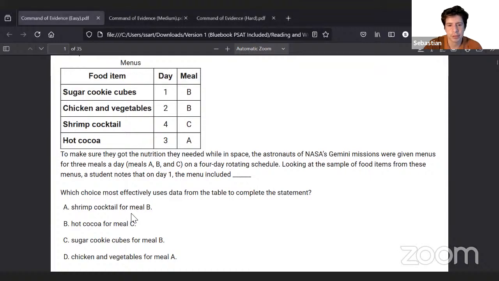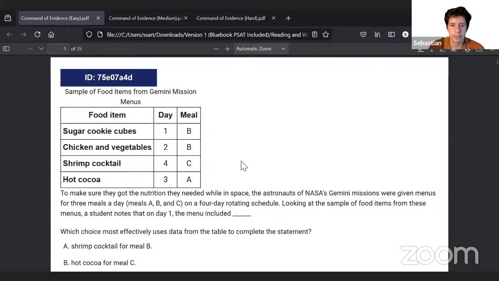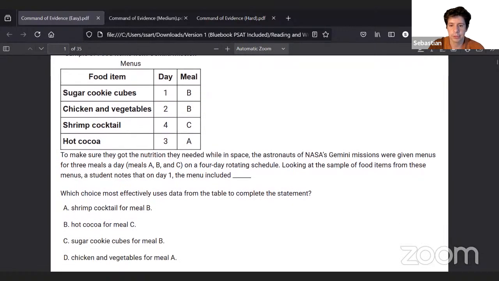Okay. Shrimp cocktail for meal B, hot cocoa for meal C, sugar cookie cubes for meal B, and chicken and vegetables for meal A. Looking at the sample of food items from these menus, a student notes that on day one, the menu included. Okay, so we look at day one, right? The menu included sugar cookie cubes from meal B. So that should be C, right?